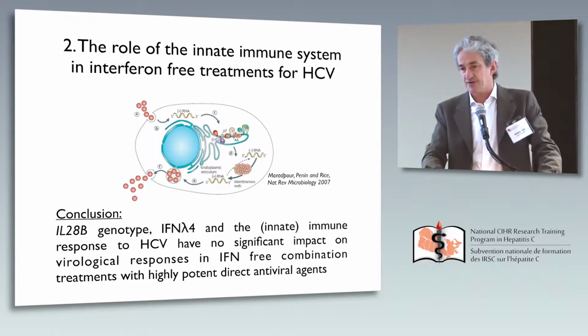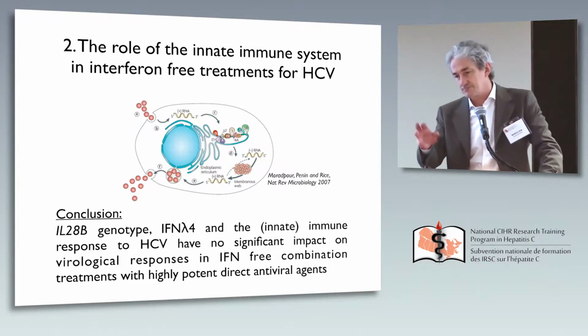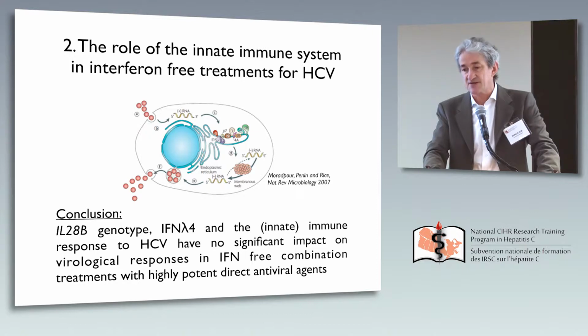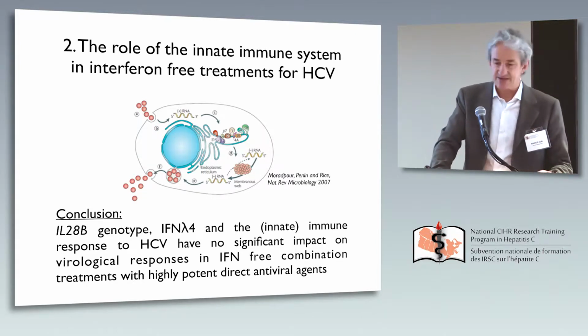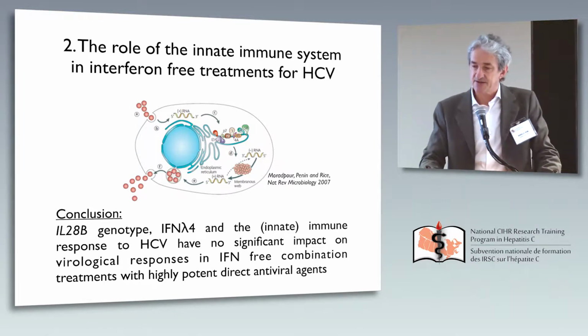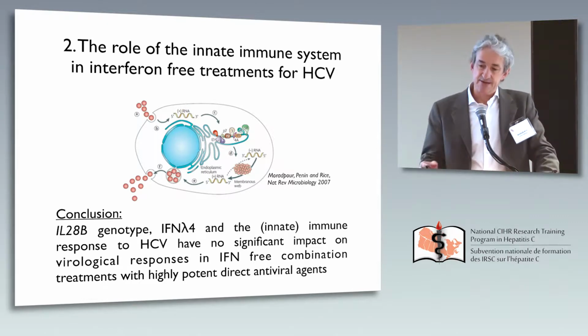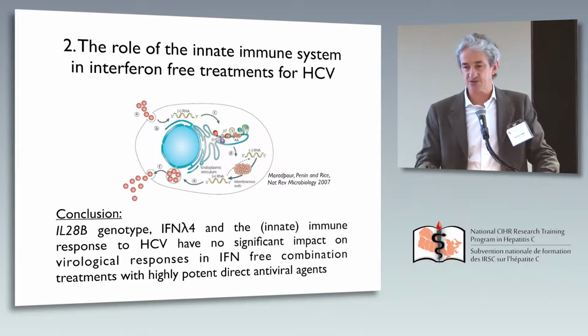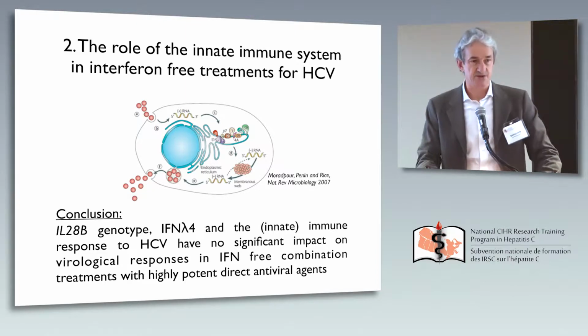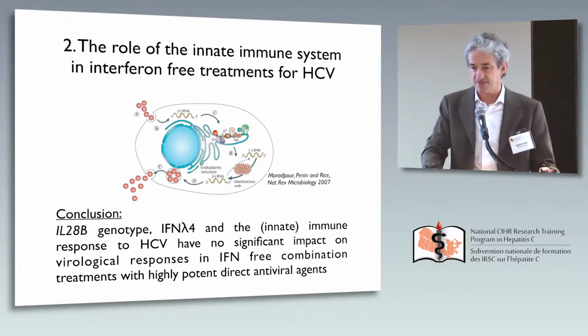So, to summarize this part, I think what we can say is that the IL-28B genotype, interferon lambda 4, and the innate or the immune response in general to HCV have no significant impact on virological response in interferon-free combination treatments with highly potent direct antiviral agents. And this is probably because if you inhibit replication of the virus strongly enough, it just disappears. But this would be something that my chair, Mike Houghton, is probably much more knowledgeable about. It seems that the virus has no reservoir where it can be in an inactive form. It has to replicate all the time, and if you stop replication, regardless of the presence or absence of an immune answer, you probably just cure the patient. That's my interpretation of the current evidence that we have in the field.